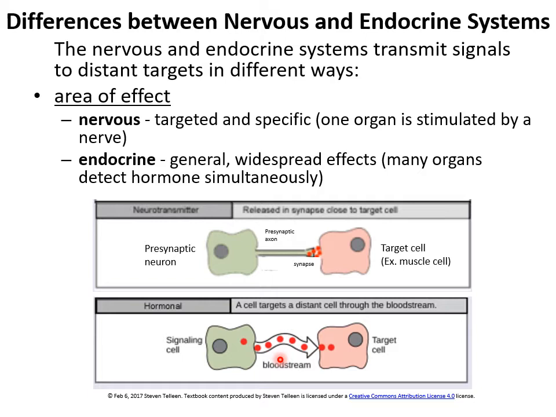The nervous system targets its response. If you want to move a particular muscle, only that muscle is sent an action potential through a motor neuron to activate its neuromuscular junction. And only those muscle fibers will contract. So there's a very restricted and focused area of effect.